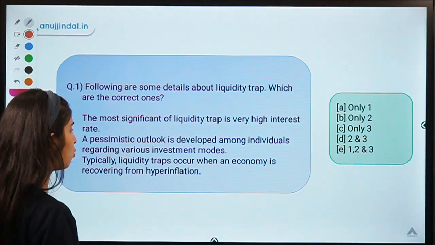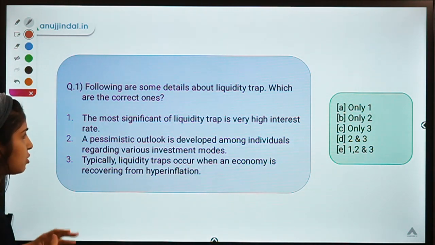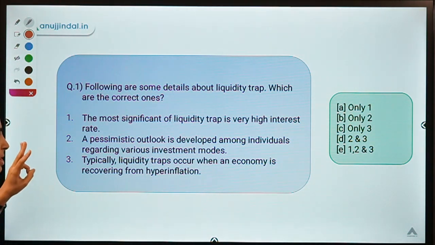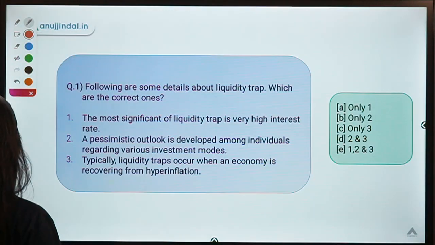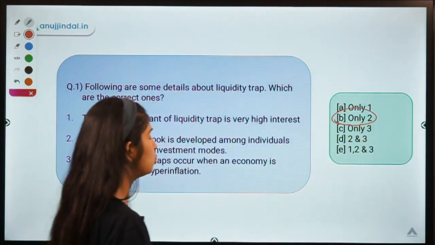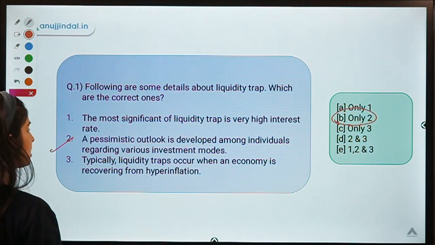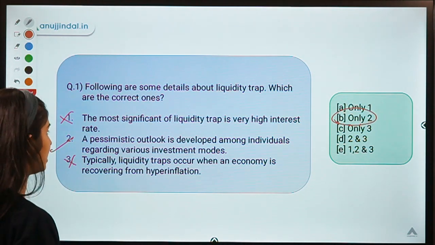Here is your question number one. I hope the screen is perfectly visible. And this question talks about liquidity trap. So following are some details about liquidity trap, which are the correct ones, right? Three statements are given to you. Moving straight to the solution, the solution is option B. Option B means only two. That means this is a correct statement, whereas 1 and 3 are not correct, right?